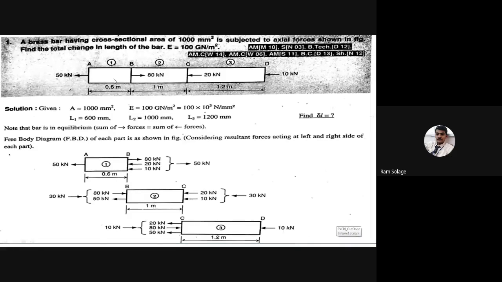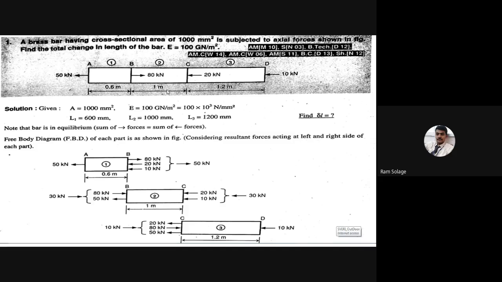50 kilonewton force is there at end A. Second, at point B, 80 kilonewton force is there. At point C, 20 kilonewton, and at point D, 10 kilonewton force are there. Means what? They are giving one bar ABCD. Basically, the bar is divided into three parts: section 1, section 2, and section 3. And the number of forces may be 4, it may be 3, or more than one.